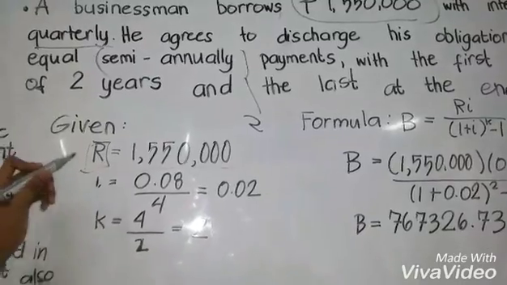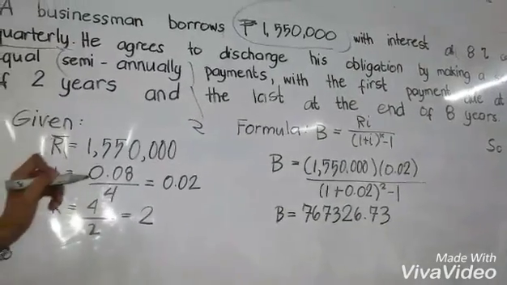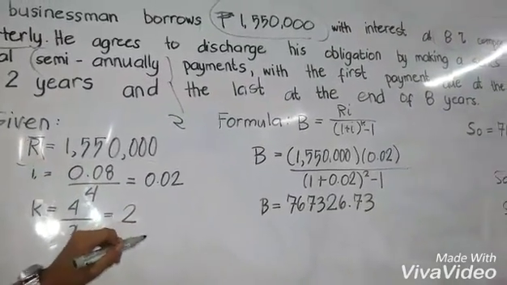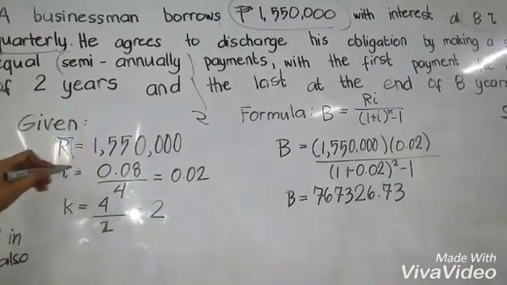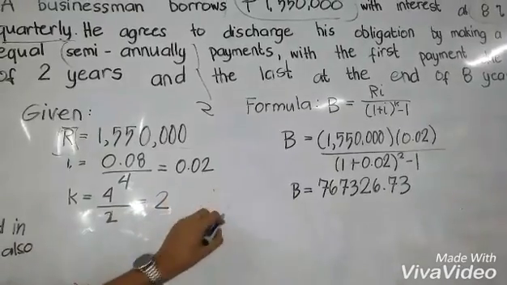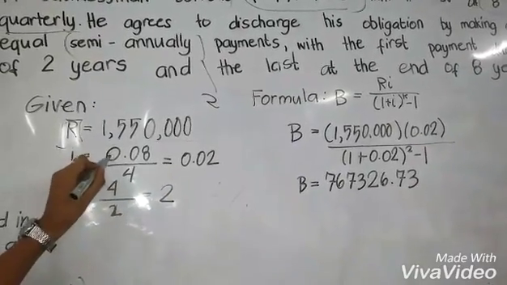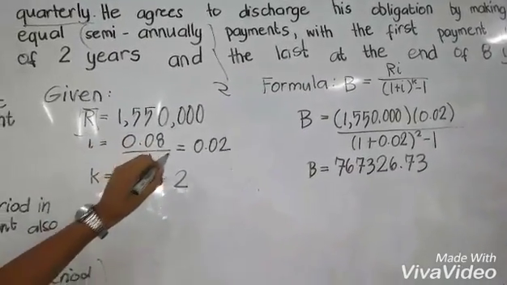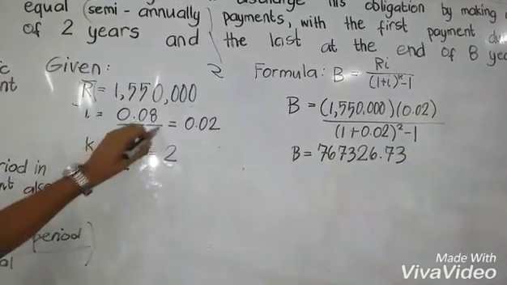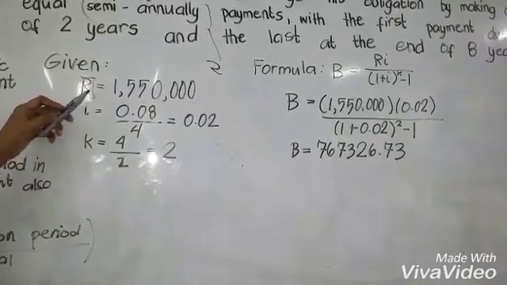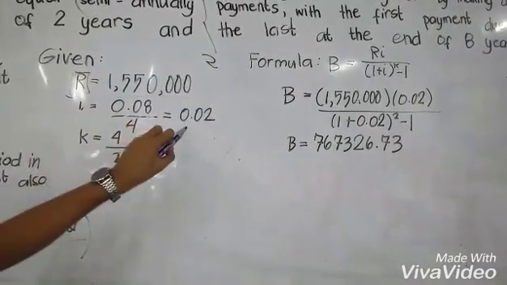And i stands for the rate of interest per conversion period. So you are going to convert the 8% compounded quarterly: 8% is 0.08, divided by the compounding periods, 4. So 0.08 divided by 4 equals 0.02.